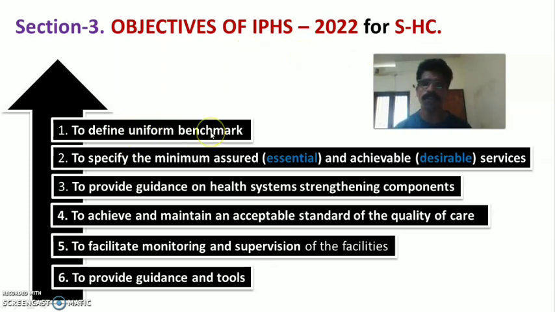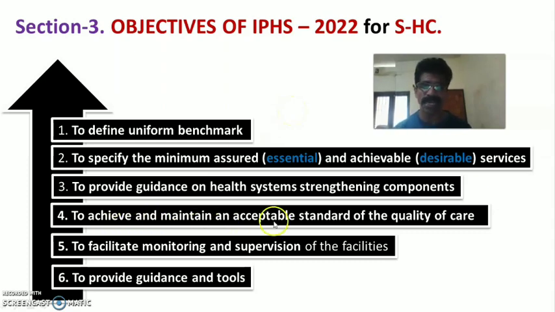So maintain the uniform standards or uniform services, that is uniform benchmark. Then specify what are the essential services and desirable services in the sub-health center or sub-center. Then provide the guidance on health system strengthening components. So provide the guidelines for strengthening the sub-center health services.